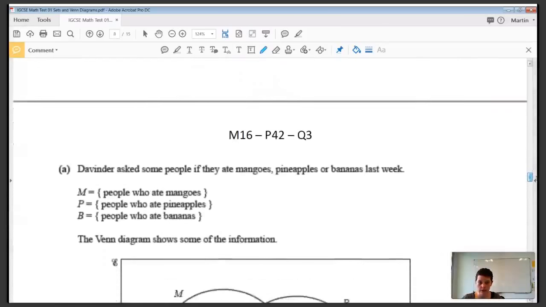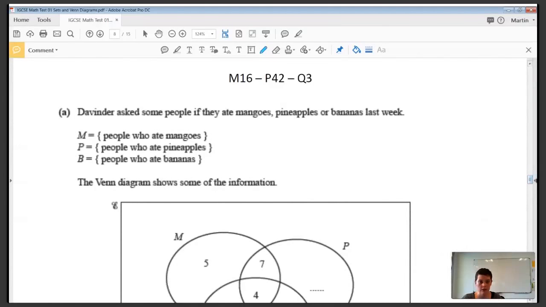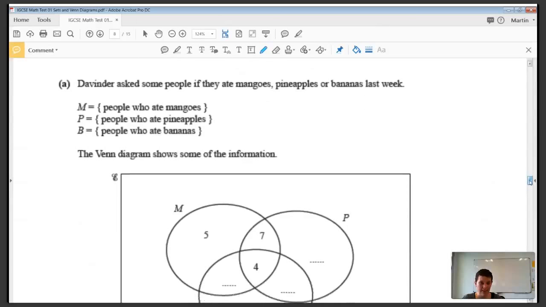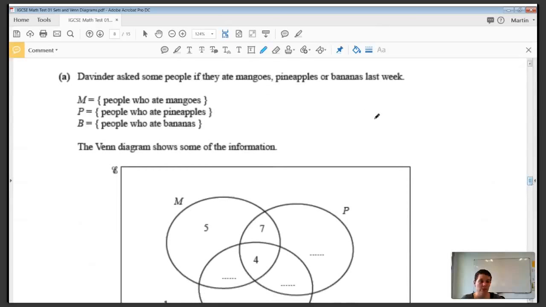Next question. So this one is from March 2016. It's paper 42, and this is question 3. And here we get to work with fruit. So people have been asked if they've eaten mangoes, pineapples, or bananas last week. And healthy people have all eaten all of them. Okay, they keep it nice and straightforward.